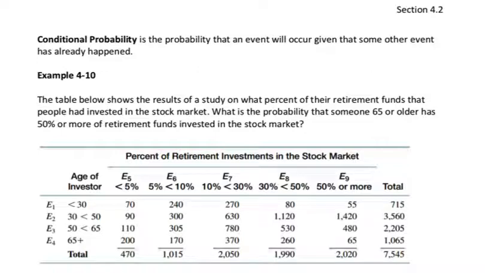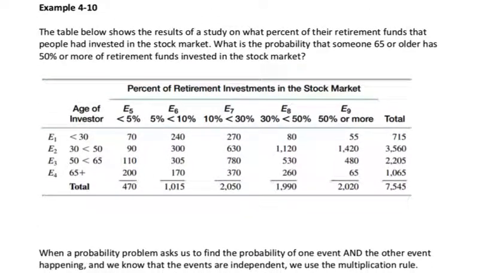We have a table that shows the results of a study on what percent of their retirement funds people had invested in the stock market. What is the probability that someone 65 or older has 50% or more of retirement funds invested in the stock market? So when I look at my table, I have age of the investor and percent of retirement investments in the stock market. Now the question is, what is the probability that someone 65 or older has 50% or more invested in the stock market? So I know that the person is 65 or older.